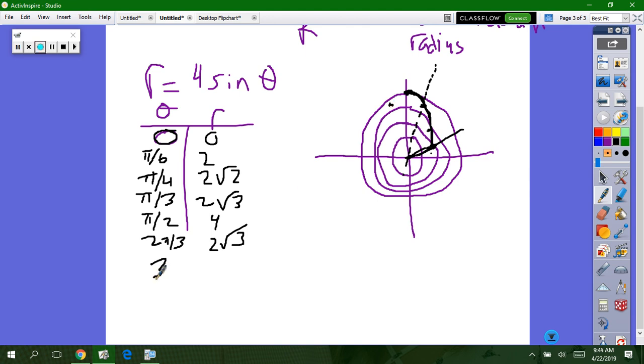Okay, let's do 3 pi fourths. That's going to also give me 2 root 2, which you guys said was 2.8. Then I'm going to do 5 pi over 6. That gives me 4 times a half, which is 2.